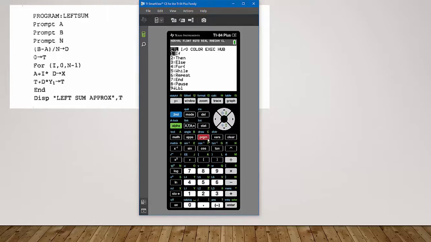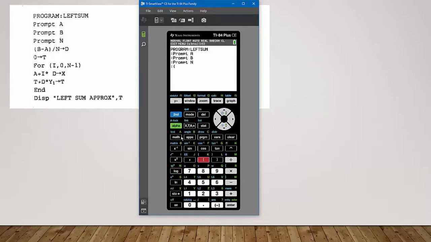Okay, prompt A. So remember, prompt, that's a programming command. I believe it's in the I/O menu. It is number 2. So I'm going to prompt A. New line, prompt B. So prompt A is going to be asking us for the left endpoint of the closed interval. Prompt B is asking us for the right endpoint of the closed interval. And then prompt N, that's going to be the number of subintervals, which matches up with the number of rectangles.